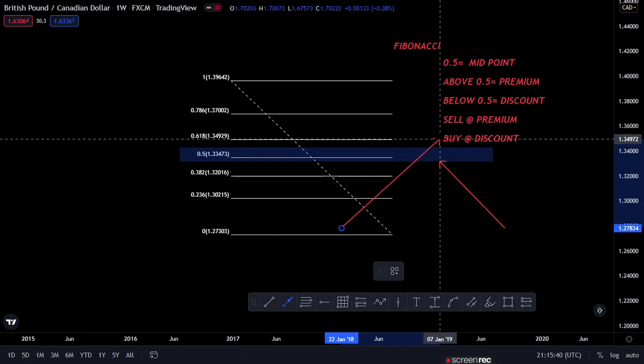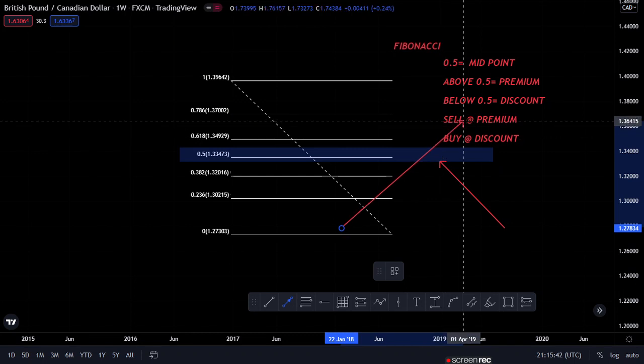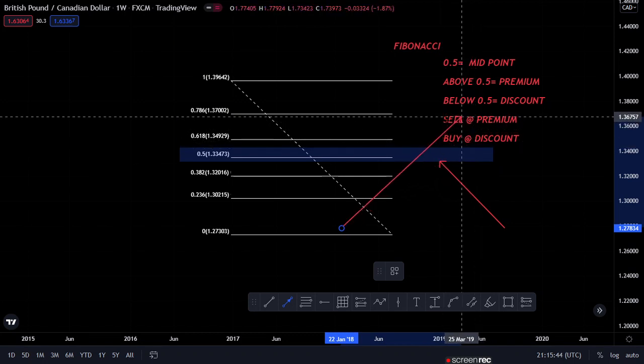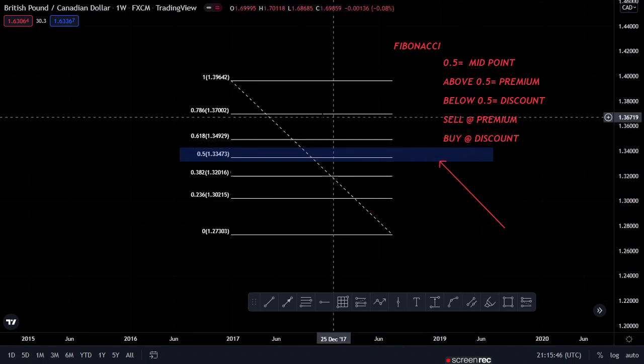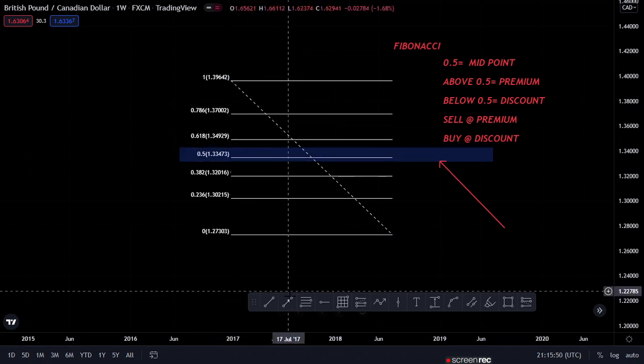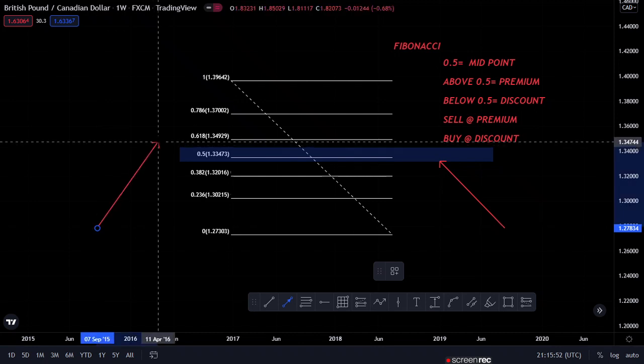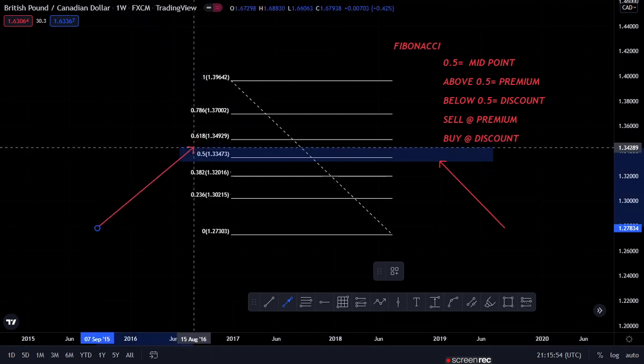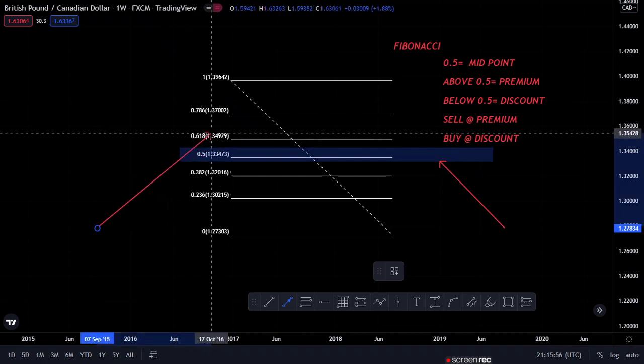We wait for a discount, then we buy, and then we sell when the price is up. That is, we sell at premium. Anything above 0.5 is premium. That is where we sell. So we sell at 0.61 with other confluences.